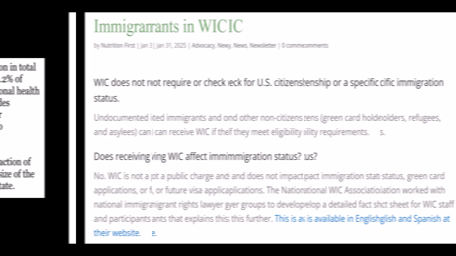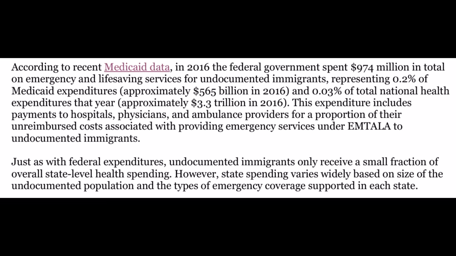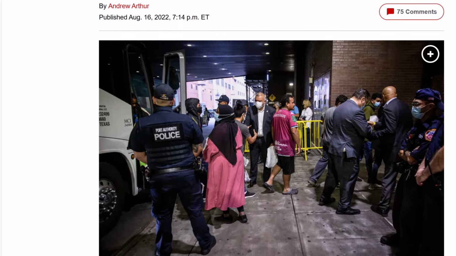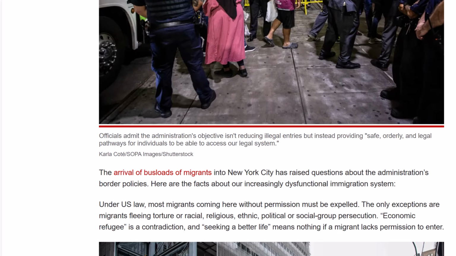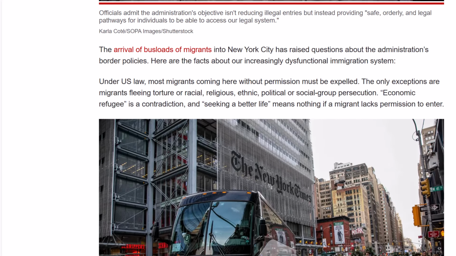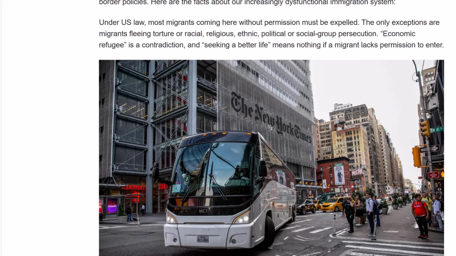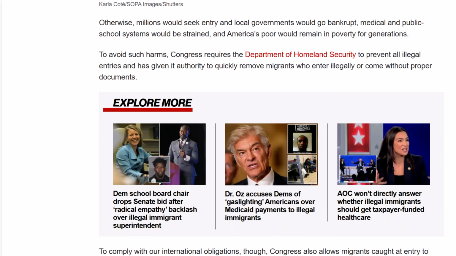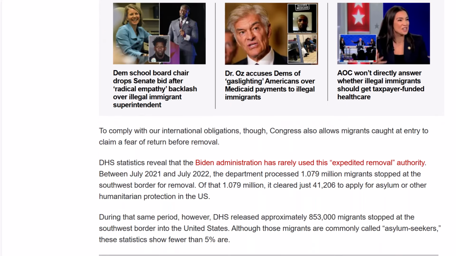It also cited recent Medicaid data showing that the federal government spent $974 million in total on emergency and life-saving services for undocumented immigrants in 2016. More recently, a 2024 Congressional Research Service publication analyzed non-citizens' access to health care and also noted that while in general unauthorized immigrants are not eligible for federal health care coverage programs, non-citizen eligibility varies by program and immigration status, and many programs allow specific categories of non-citizens with certain forms of legal status to access benefits with varying restrictions.